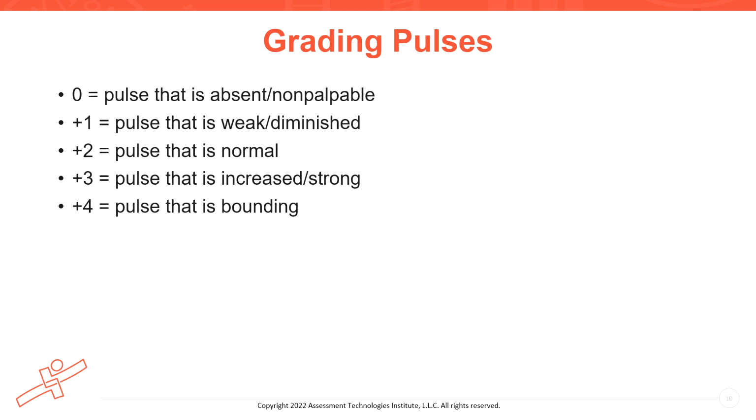You will see a grade of pulses. What we want is a +2 pulse. So if you see 0, that's going to be, you can't feel the pulse at all. A +1 pulse is going to be a very weak pulse. If it's an increased, heavier pulse, it'll be +3. And if it's really bounding and strong, then it's going to be considered a +4. So as you practice, you'll get to feel the difference between these types of pulse. But what we want them to have is a +2.